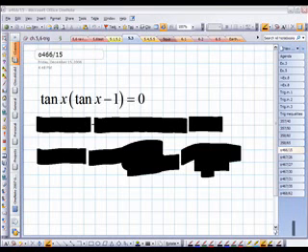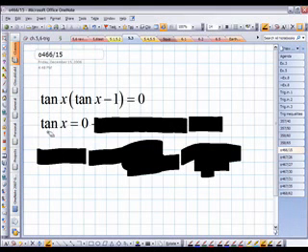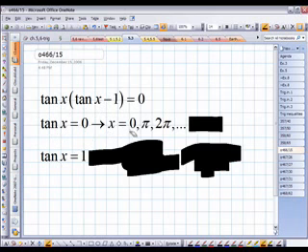So this is an example that's already factored. We've got the equation tan x times (tan x minus 1) is equal to 0. Since it's factored, we know that solutions will be tan x equals 0 and tan x equals 1. If tan x equals 0, then that's places such as 0, pi, and 2 pi. We know that from our unit circle. And if we want to generalize this, we can say that's k pi, where k would be an integer.